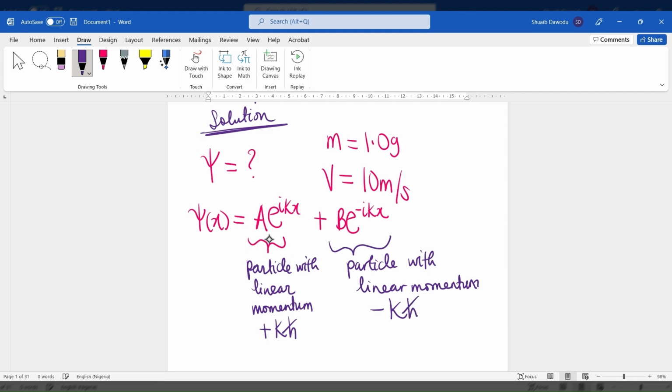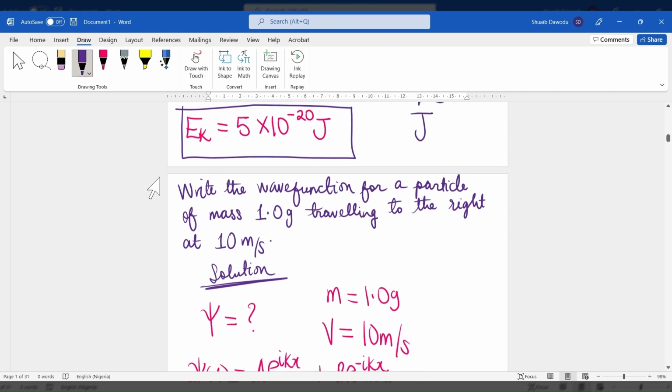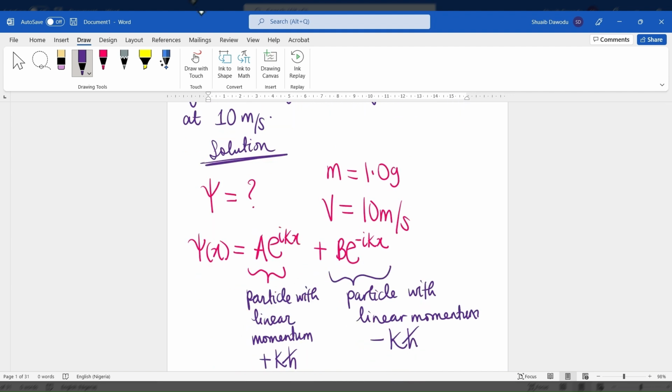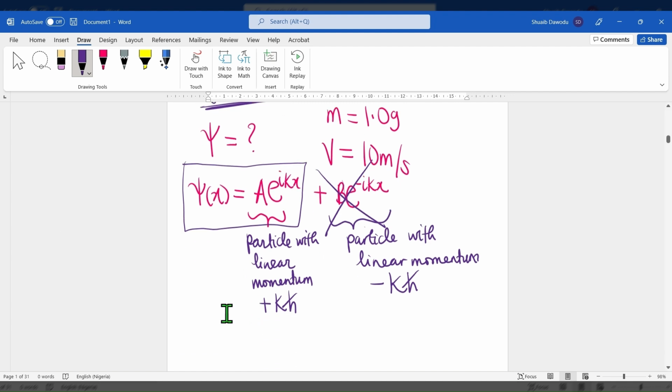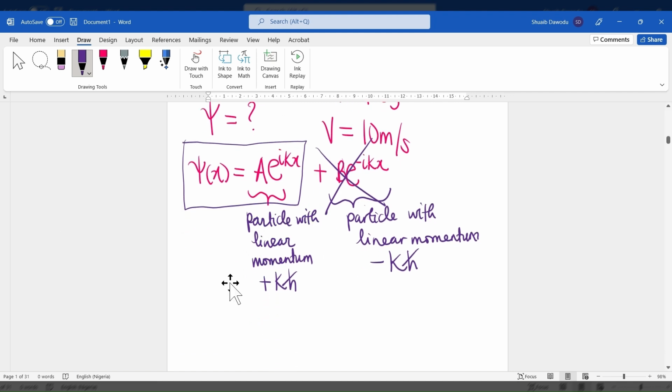I'm writing this in order for us to know what's going on. We're told that this particle goes to the right, so if it goes to the right, this second term does not exist anymore. We're only going to focus on this one, because anything that goes to the right has a positive value, and anytime the particle goes to the left, it has a negative value. So this is the formula here, and we're told the particle has linear momentum positive k h-bar.